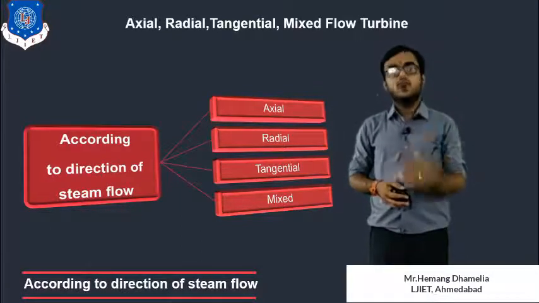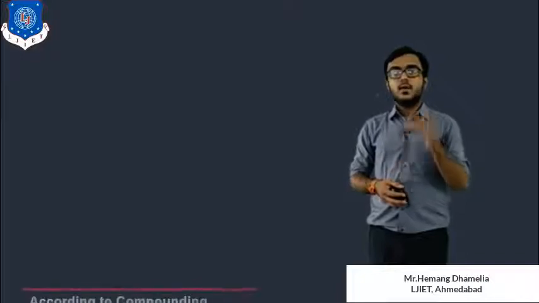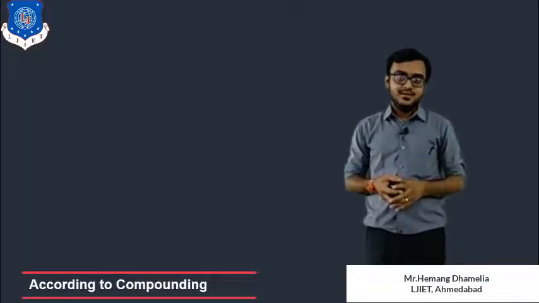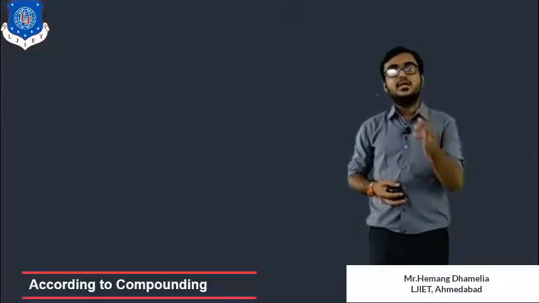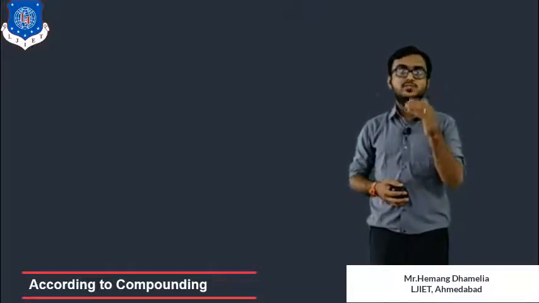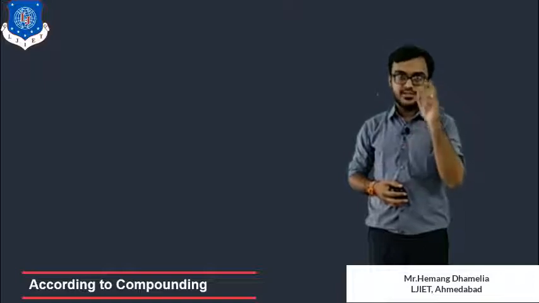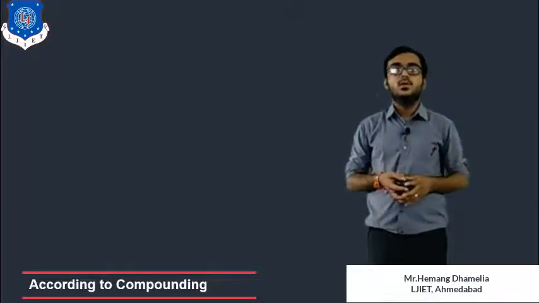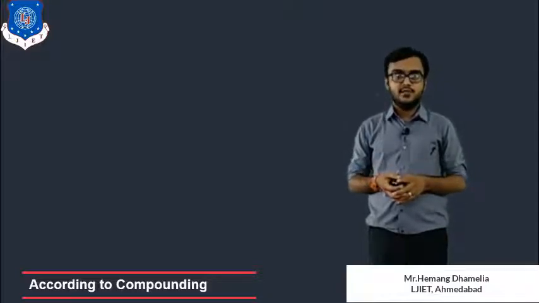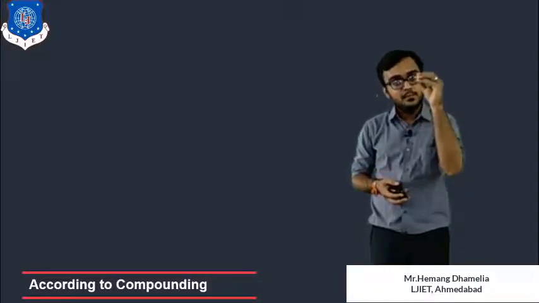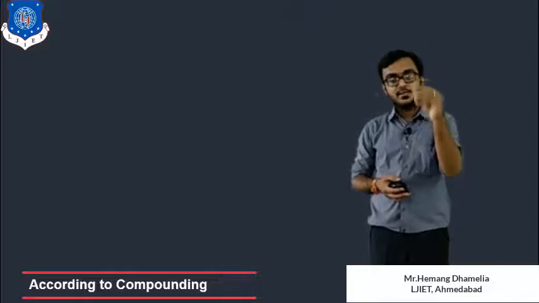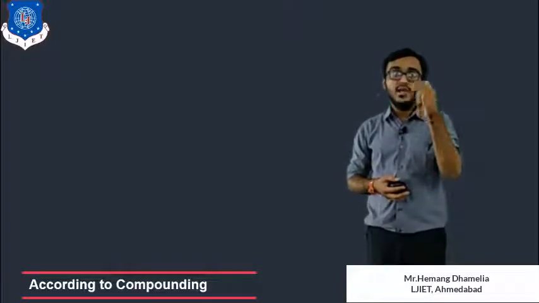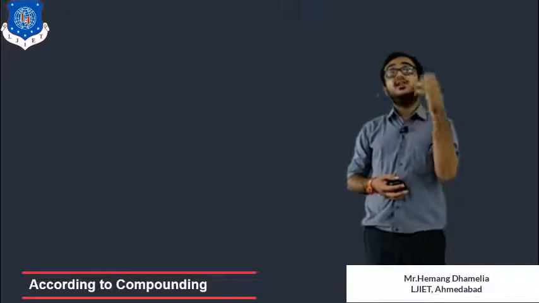Now the third one is according to the compounding. Now what do we mean by compounding? You can say compounding is the method via which one can reduce the speed of turbine. Now the question is, why do we need to reduce the speed of the turbine? Because whenever we direct the steam over the turbine blade, the turbine will start to rotate about its axis at very high speed, or you can say extremely high speed.